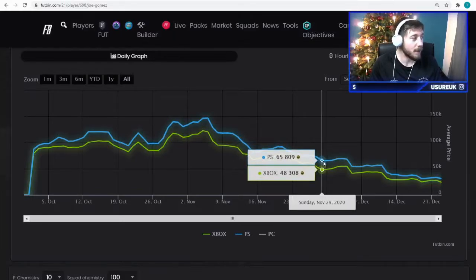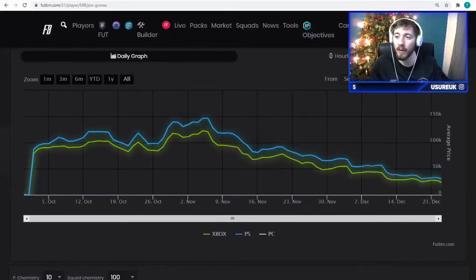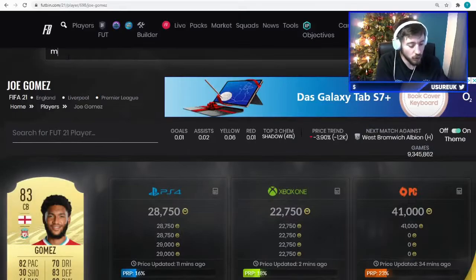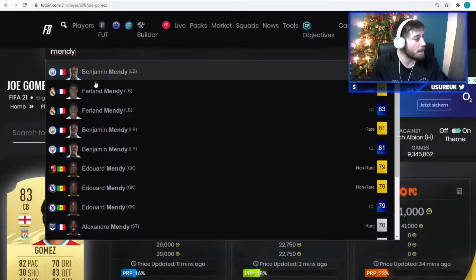So we want to be buying on a Sunday or a Monday, and sometimes on a Wednesday if the card keeps going. But in order to look at this, in order to find it, here we go in the top left corner. All you're going to search for is footbin.com, and you can search for these cards on the market. If you're wondering how to do that, all you have to do is go over to this little magnifying glass and then type in the player of your choice. We're going to have a look at Ferland Mendy now.